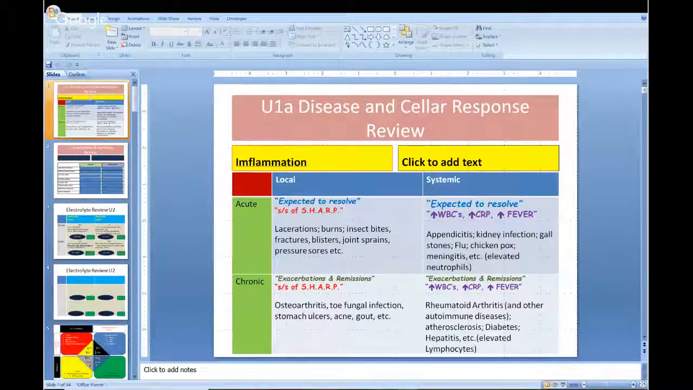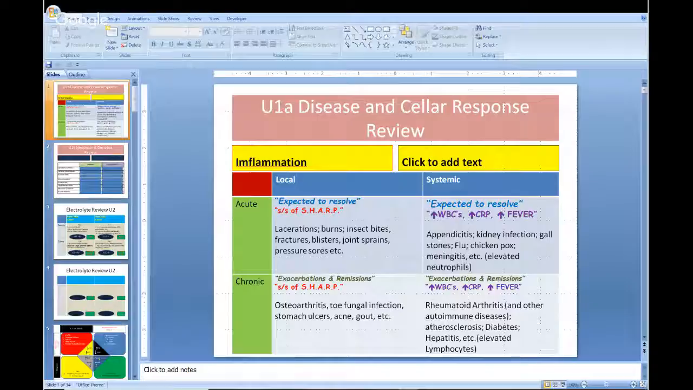I don't know P either. Well, P's easy. P's pain. Pain. Oh, duh. Okay. Swelling. It's too easy. That's why I don't get it. Altered function or altered movement. Redness and pain is sharp. And that's the same for local acute and local chronic injuries.